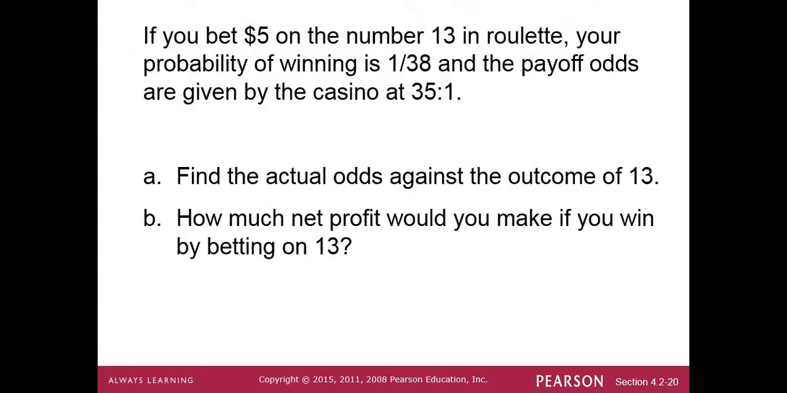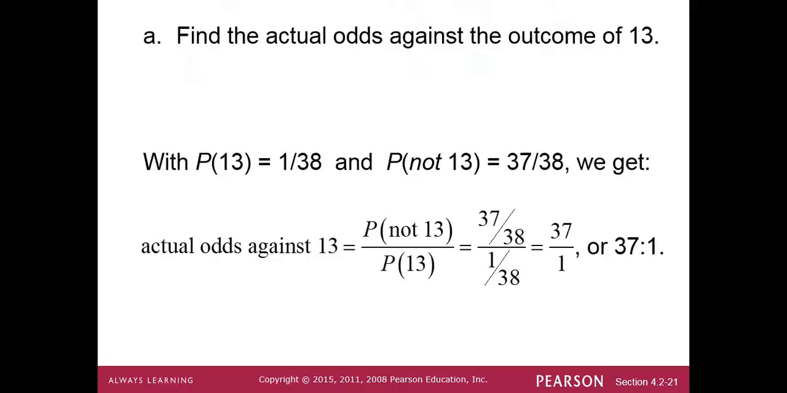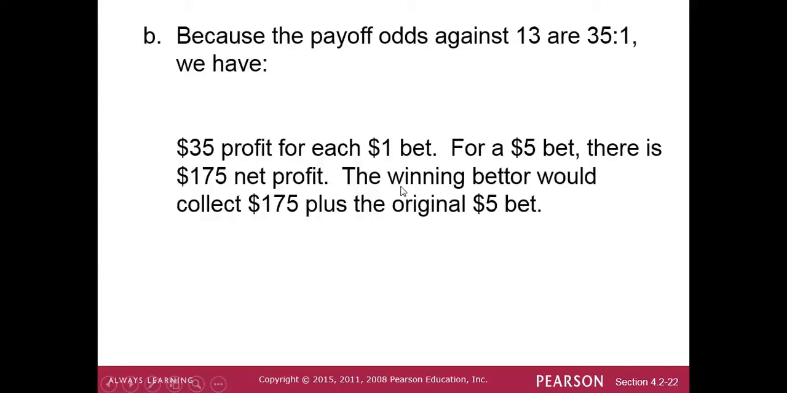Here you are at the casino, and you want to bet $5 on number 13 on roulette. Your probability of winning is 1 out of 38. That means there's one way to win and 37 ways to lose. So we want to know what the odds are, and then of course what net profit you get. So 37 to 1, as we already mentioned, are the odds against. And the payoff odds are 35 to 1. That means you have a $35 profit for every dollar you bet. So if you bet $5, you can make $175. So the winning bettor would collect $175 plus their original $5 bet.